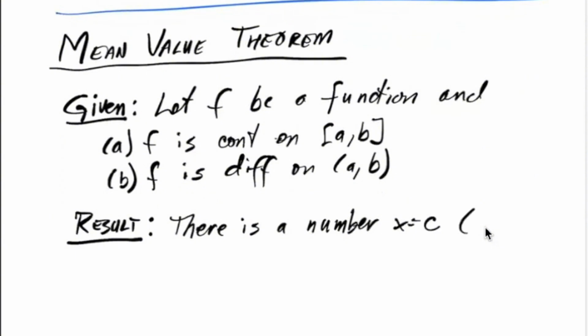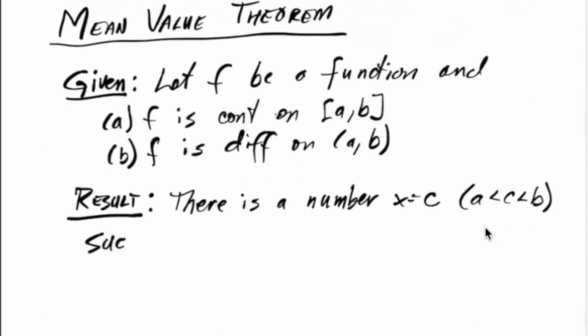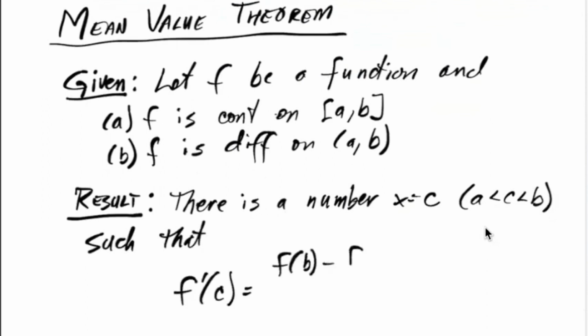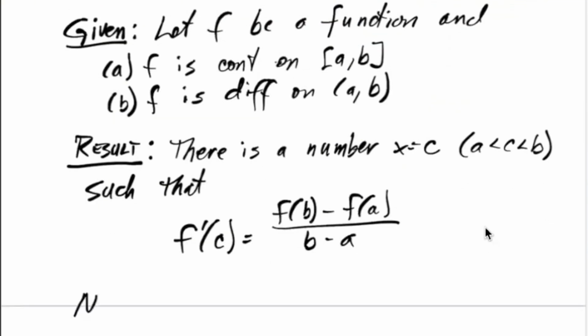There's my c, where c is between a and b, second in Rolle's theorem, such that, and now here's where it's different. The derivative doesn't equal 0, but it's going to equal f of b minus f of a over b minus a. So what is that right-hand side there? What is f of b minus f of a over b minus a?